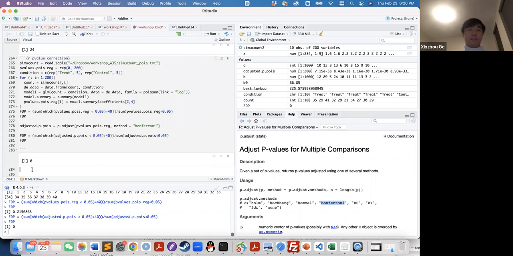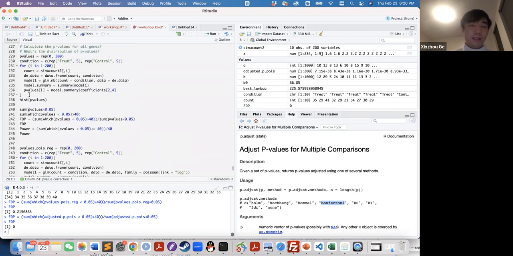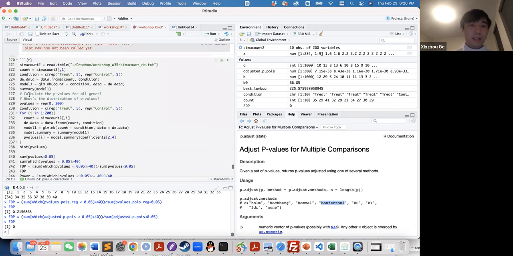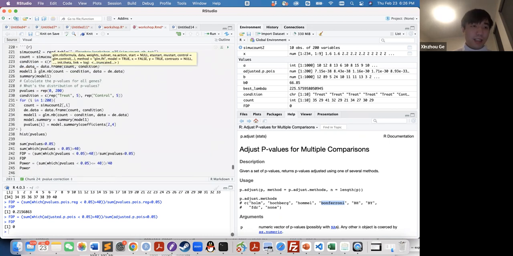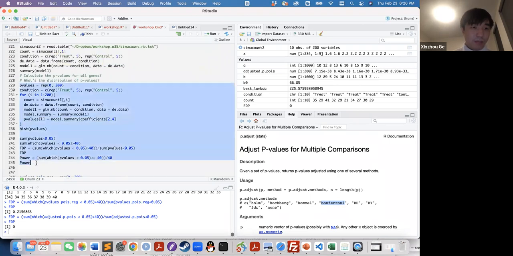So this is for the Poisson dataset, and we can see that the Bonferroni correction has perfect performance. What if we look at the negative binomial regression on the negative binomial dataset? Here I just need to copy the other code because it is exactly the same.